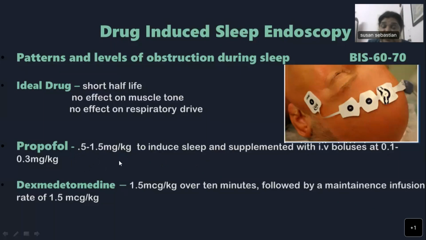But the disadvantage is that, as I said, there should be no effect on muscle tone, and propofol produces some laxity of the genioglossus muscle. Dexmedetomidine doesn't have that problem, and it should be given at 1.5 microgram per kilogram over 10 minutes, followed by a maintenance infusion rate of 1.5 microgram per kilogram. But the disadvantage of dexmedetomidine is that, as you all know, it takes some time to prepare the drug, and the effect also takes a little more time to wear off.